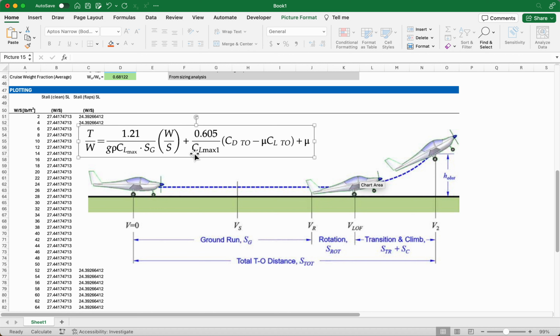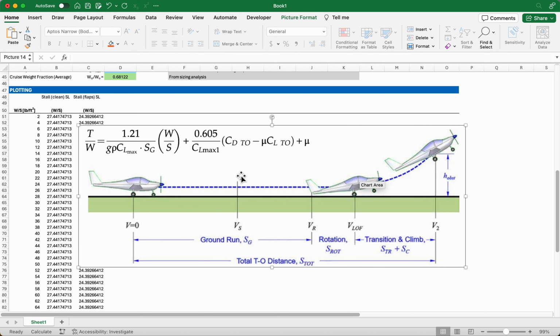SG is our ground run. We have CL max for our takeoff condition, so our max lift coefficient in our takeoff condition, and then we have our drag during takeoff and our lift during takeoff, our coefficient of lift, and then these mu parameters of the coefficient of friction, which is quite low in the takeoff condition. It's just mostly due to rolling resistance, so you can approximate that. The text recommends 0.04.